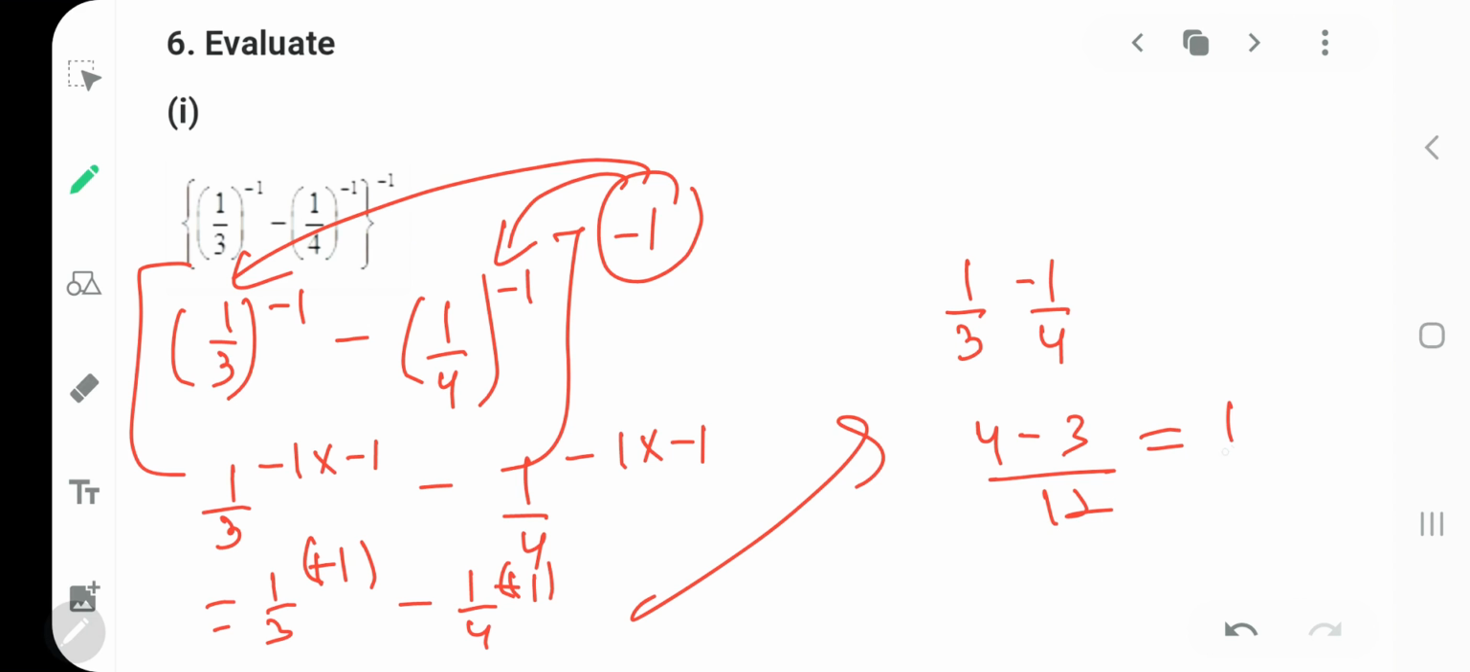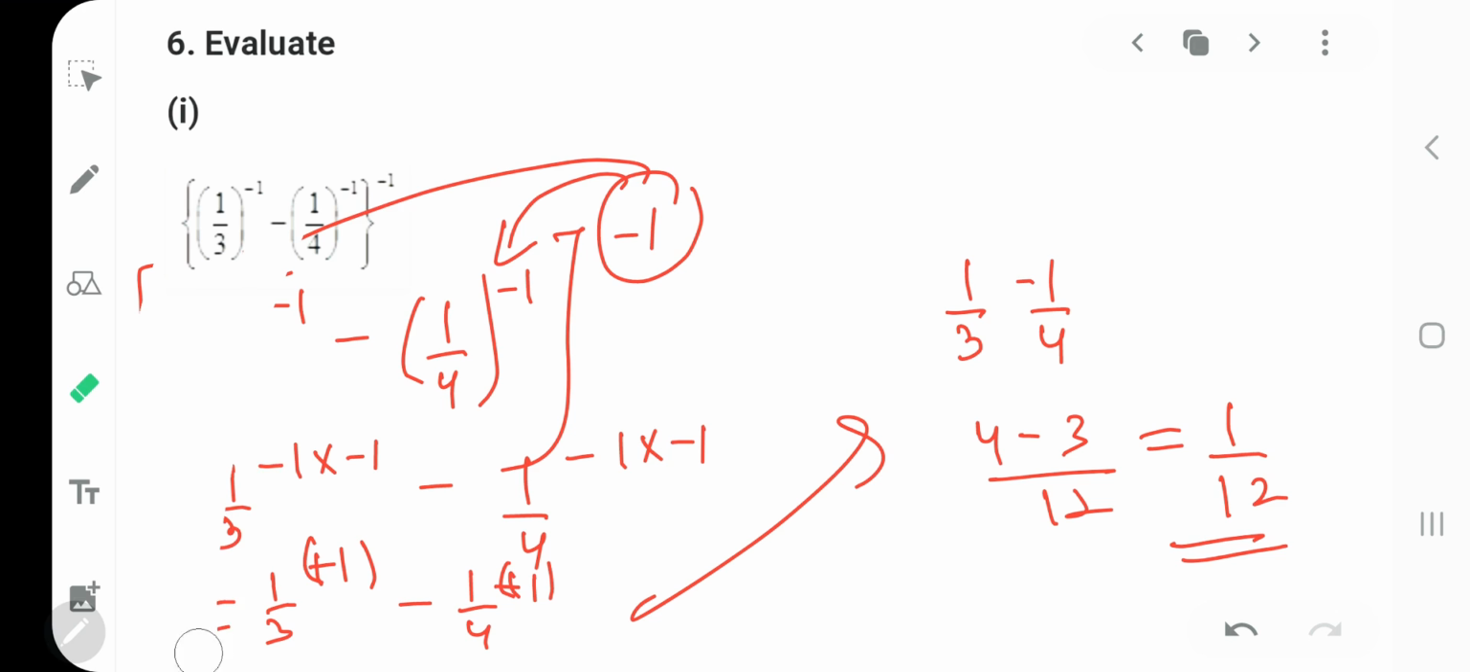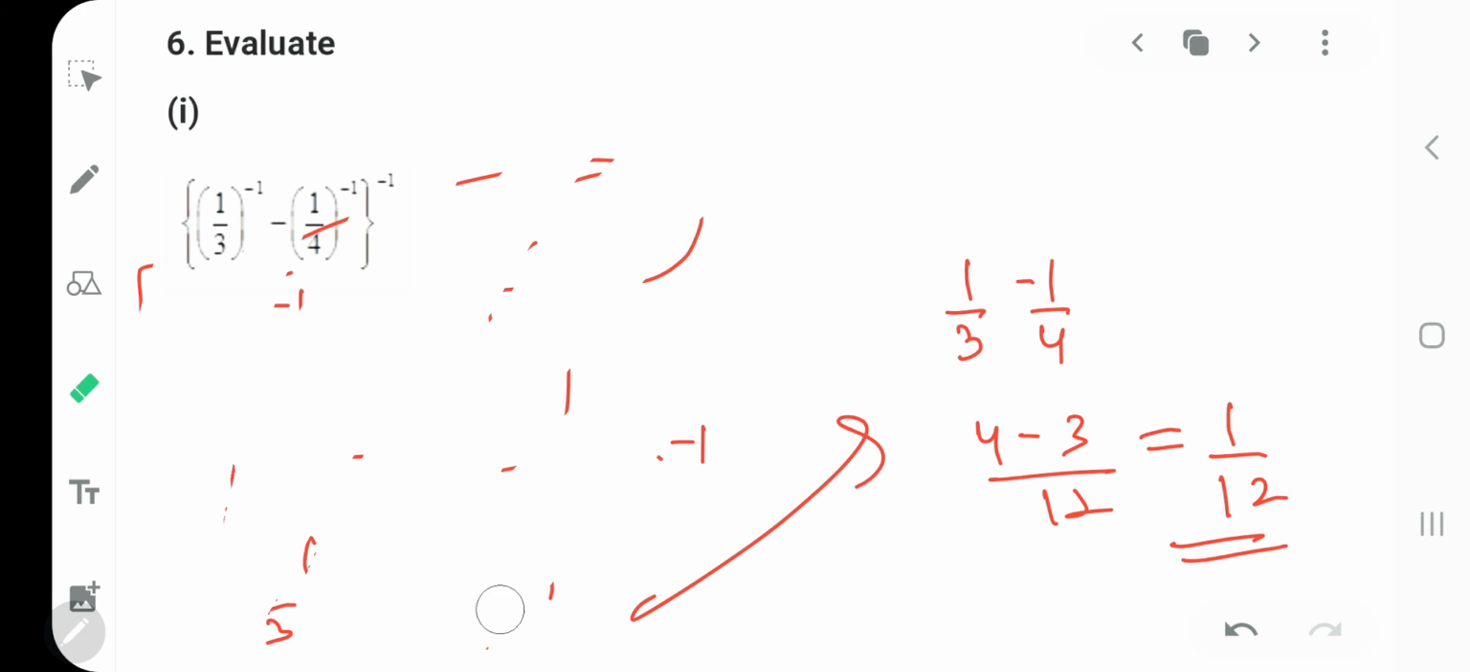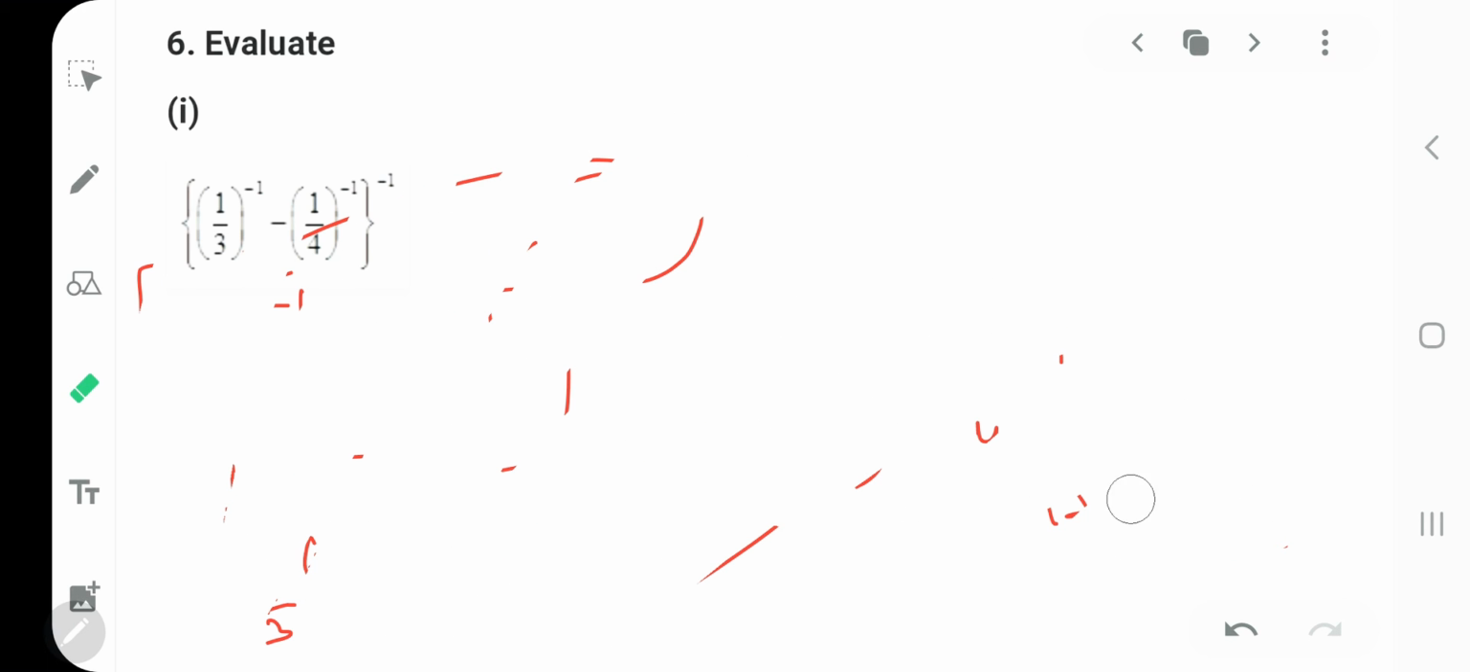And get with the answer. Clear with this? I think we have one more method to do, if we solve the brackets first. Let me check what answer I am getting if I solve the bracket first. I am doing the same problem with a different method.